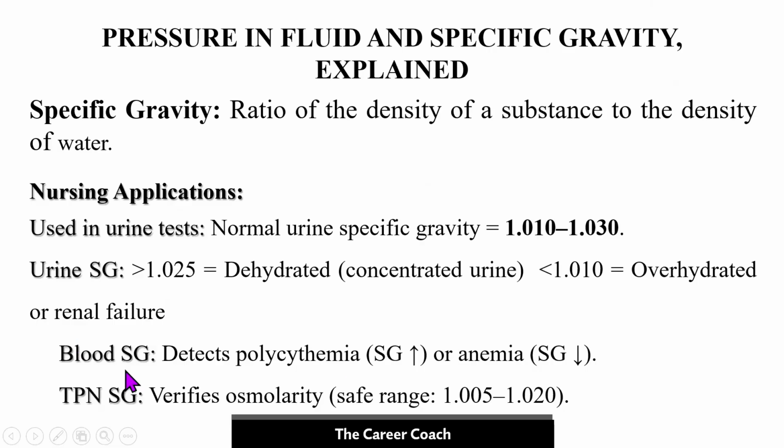Blood specific gravity. Specific gravity is also applied in nursing with regards to blood specific gravity. It helps us to detect polycythemia, which is the increase of red blood cells, if specific gravity of the blood is on the high side, or anemia if specific gravity is on the low side. Okay, TPN, total parenteral nutrition specific gravity. It helps us to verify osmolarity. The safe range for TPN is 1.005 to 1.020.